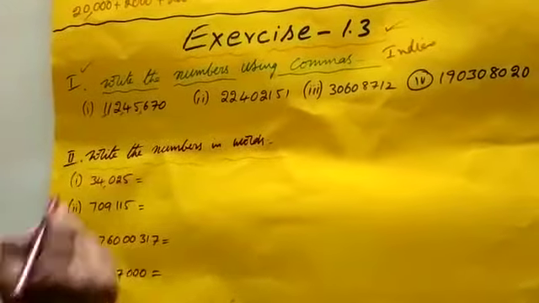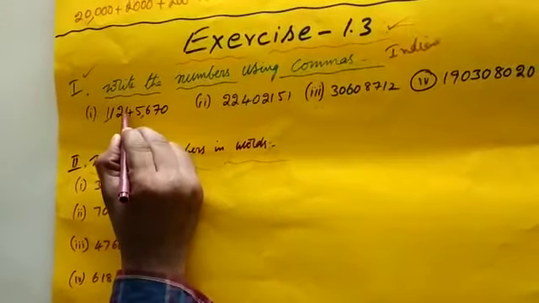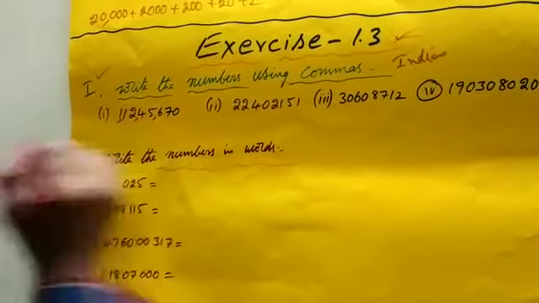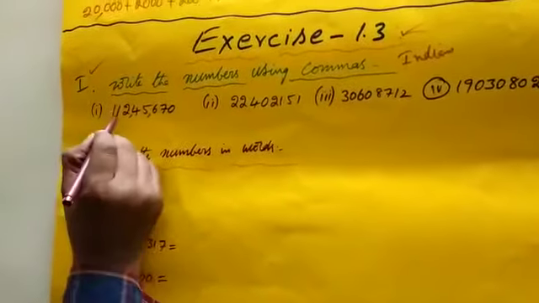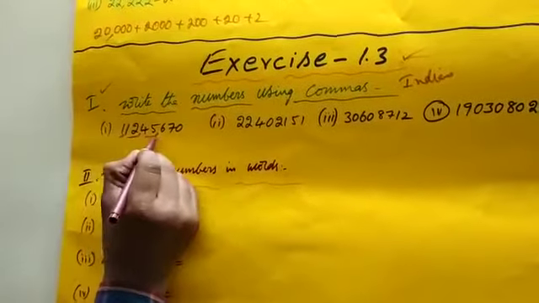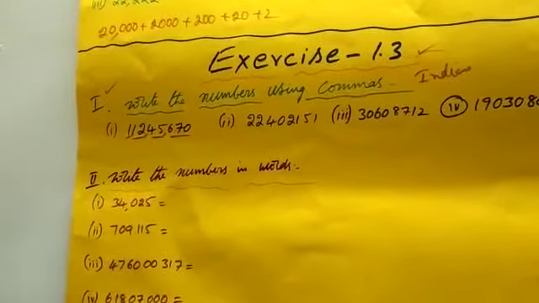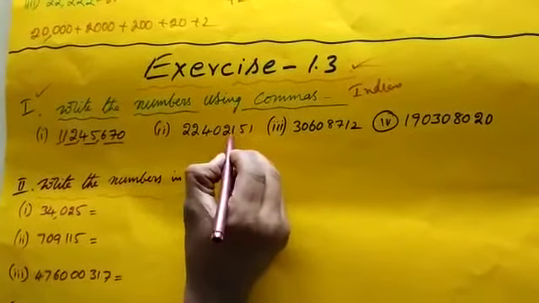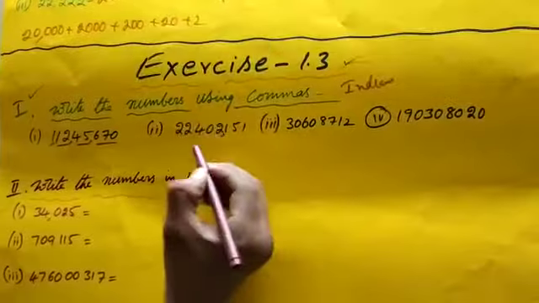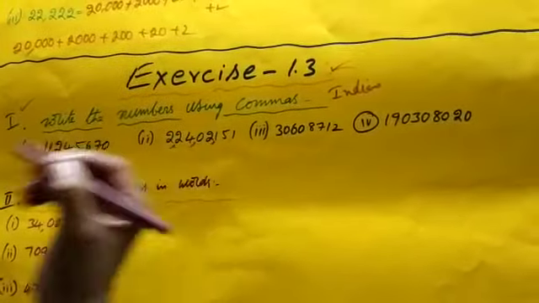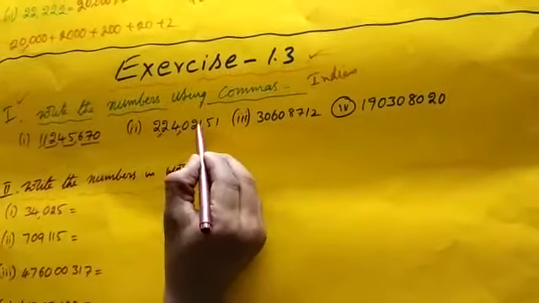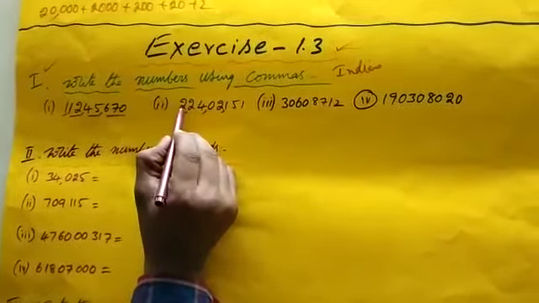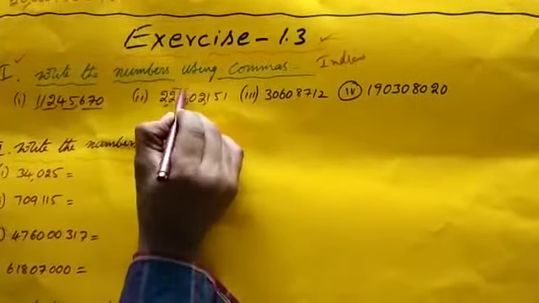Ones, tens, hundreds, thousands, ten thousands, lakh, 10 lakhs, crore. 1 crore, 12 lakhs, 45,670. Next, go right to left. First of all, you take the comma after 3 digits, then continuously after 2. Ones, tens, hundreds, thousands, ten thousands, lakh, 10 lakhs, crore. 2 crores, 24 lakhs.